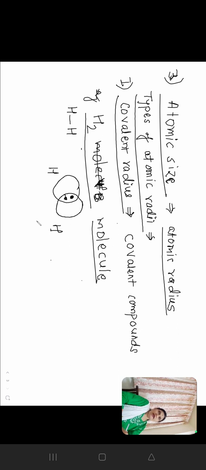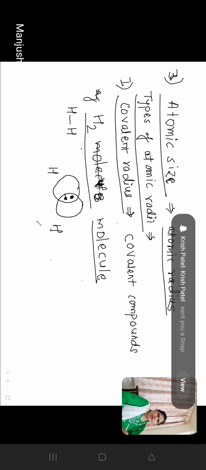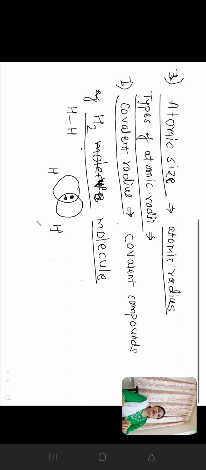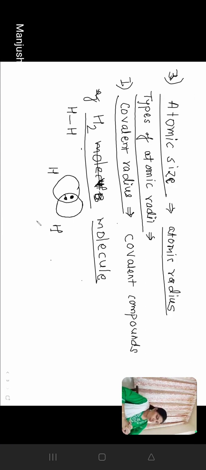Followed? Atom is the smallest particle of an element which may or may not have independent existence. That is the definition of atom. Have I given you before? And molecule is the smallest particle of a compound which is having independent existence. So H2 molecule is having independent existence, but not hydrogen atom. So it is very difficult to measure the radius of a single hydrogen atom.